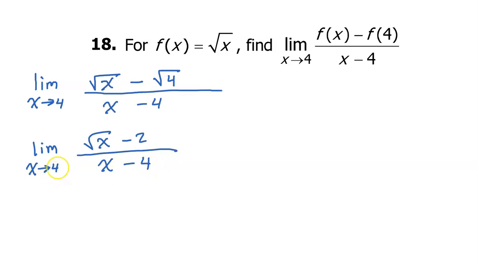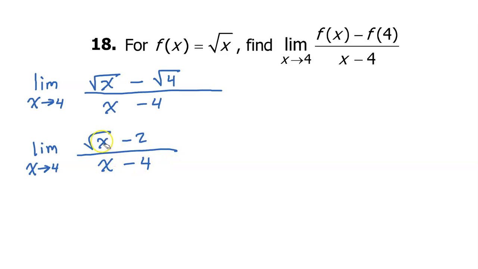You should always check and see if direct substitution will work. If we substitute 4 in for x in the numerator, the square root of 4 is 2, 2 minus 2 is 0. And then if you put 4 in the denominator, 4 minus 4 is 0. This is an indeterminate form which tells us nothing, so we need to use a different strategy.